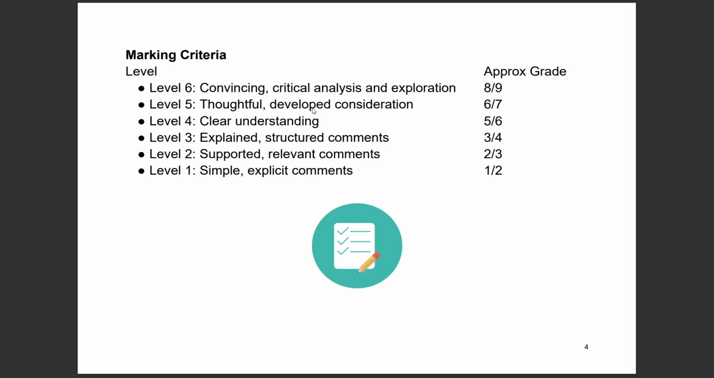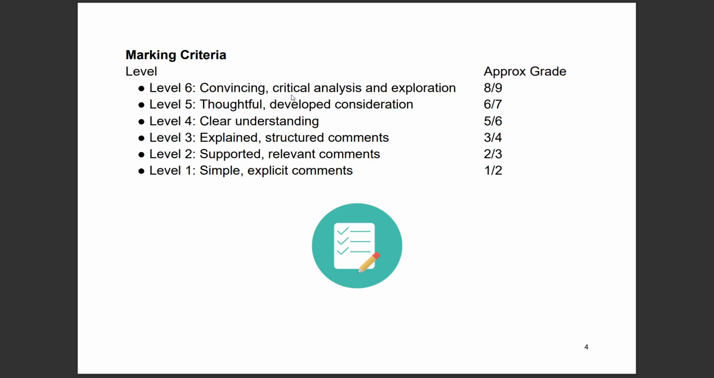And then this word develop means where you're able to extend your analysis. You can write not just one or two sentences, but you can write three or four sentences or a whole paragraph on one point. Okay. So that's what we mean by developed. And then to get to these grade 8, 9s, obviously, that's at the top level.